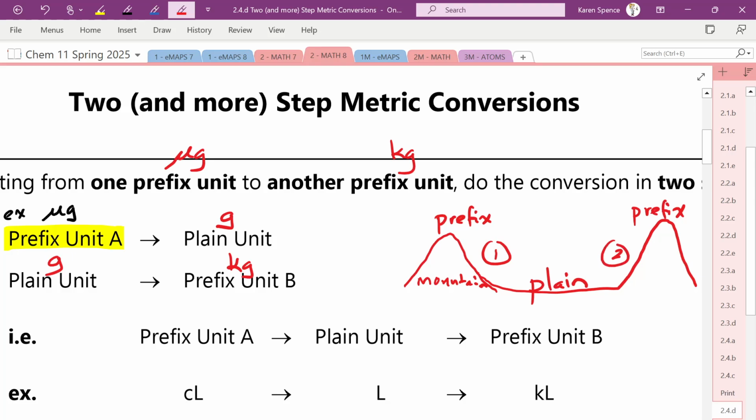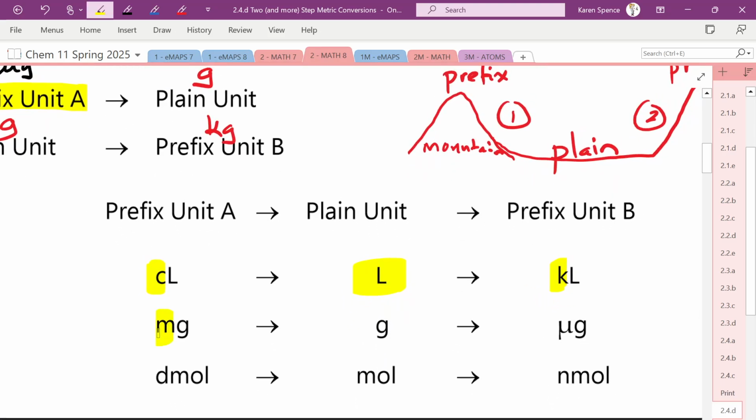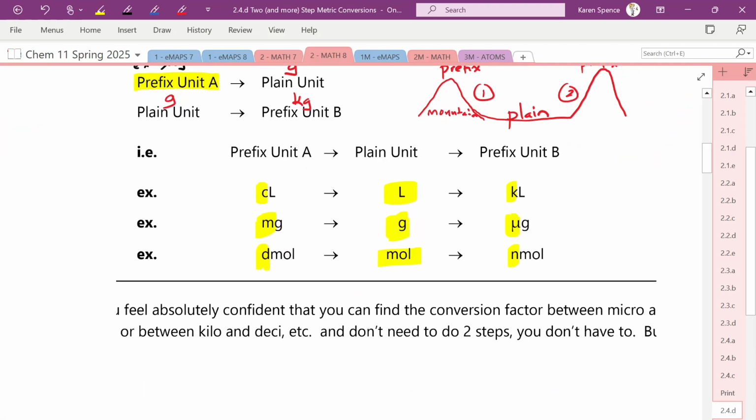Okay, so if you want to go from centiliters to kiloliters, you need to go to plain old liters in the middle. If you want to go from milligrams to micrograms, go through plain grams in the middle. Decimoles to nanomoles, go through plain moles in the middle. So these are all going to be 2-step conversions, okay?